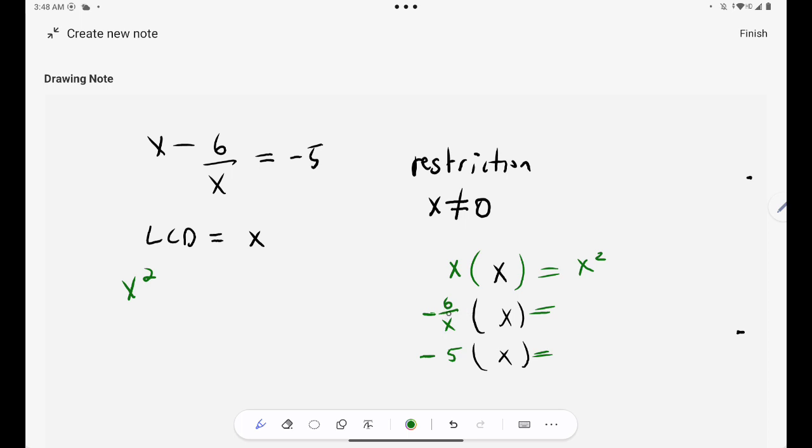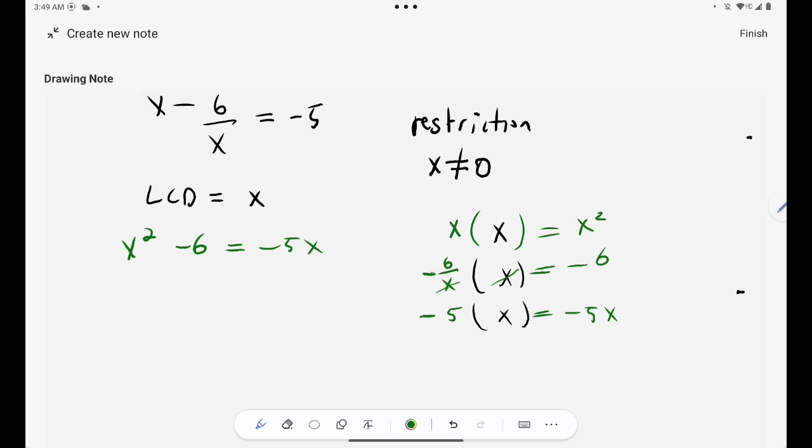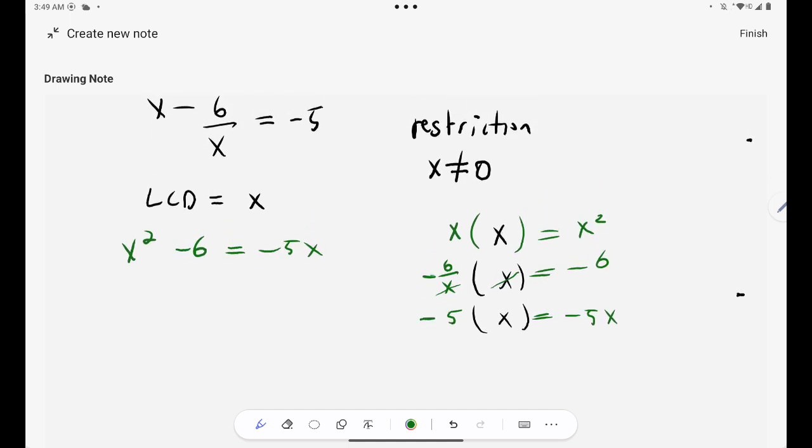I have negative 6 over x multiplied by x. The x's will cancel because if one is the numerator and the other is the denominator, they'll cancel. I'll be left with negative 6. And then that means here I'll have negative 6 is equal to negative 5 times x, which is just negative 5x. Now I've removed the fractions. Are we together? My second step says what?